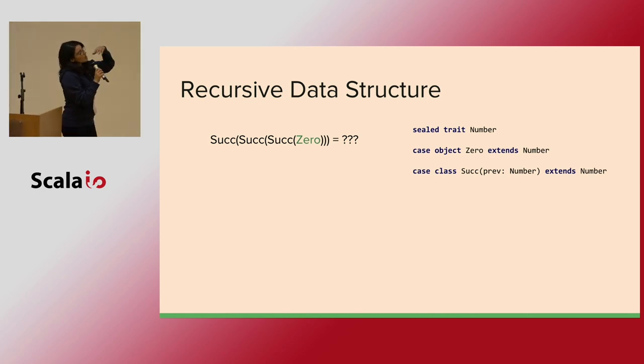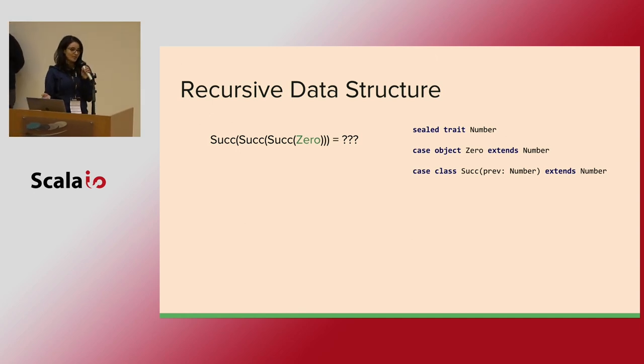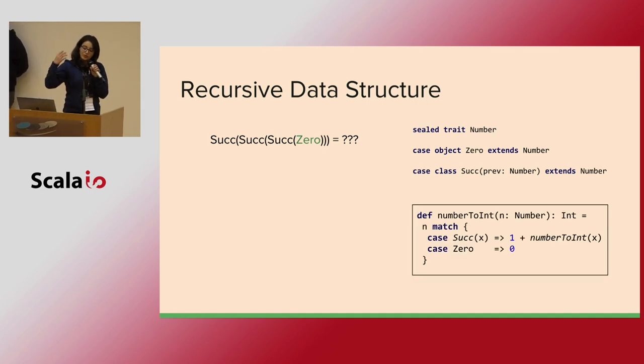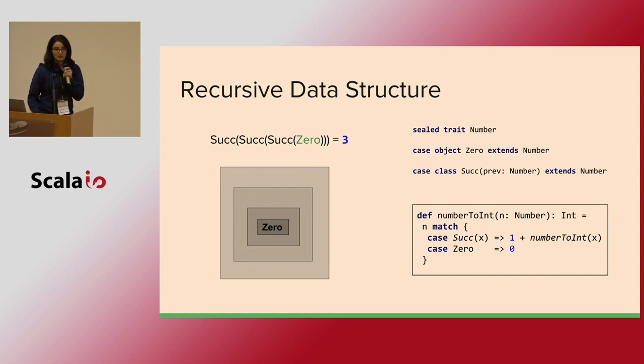And in general, when we work with a recursive data structure, we need to evaluate it into a simple value. So for example, here we want to evaluate successor of successor of successor of zero. So we need to implement a recursive function, and for every level where we have a smaller version of this data type, we add one plus we evaluate this smaller version, until the smallest version, zero, and then a number to int will return right away the computed value.